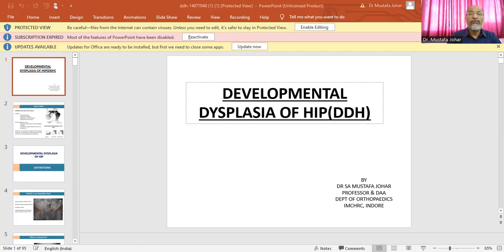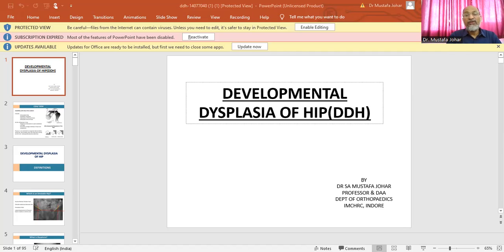Then we go on to the associated conditions. The other positional abnormalities include torticollis, as we discussed earlier. Then you have got metatarsus adductus, which is a 10% association, and positional clubfoot because of the crowding in the womb; the position can lead to positional clubfoot. Then you have got congenital knee dislocation because of the excessive pressure within the uterus.